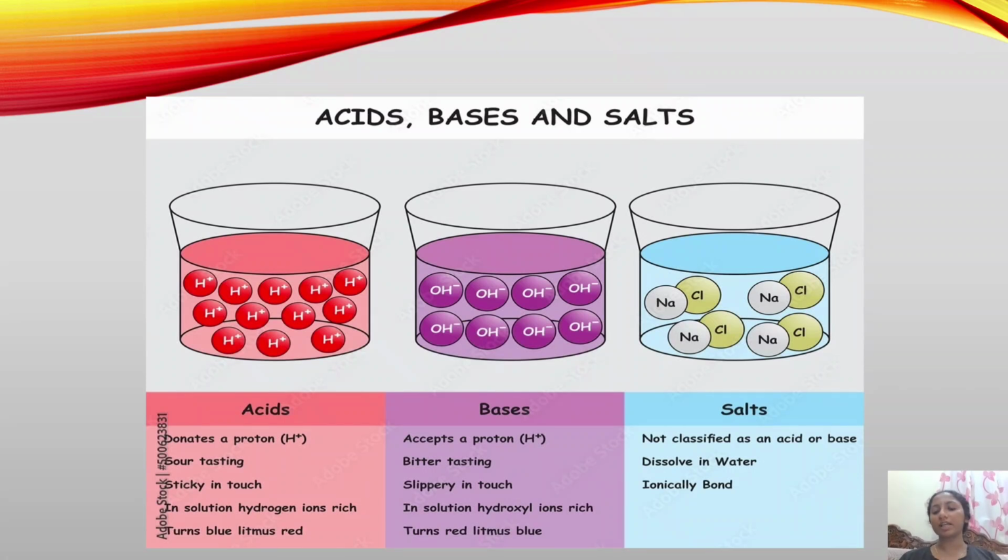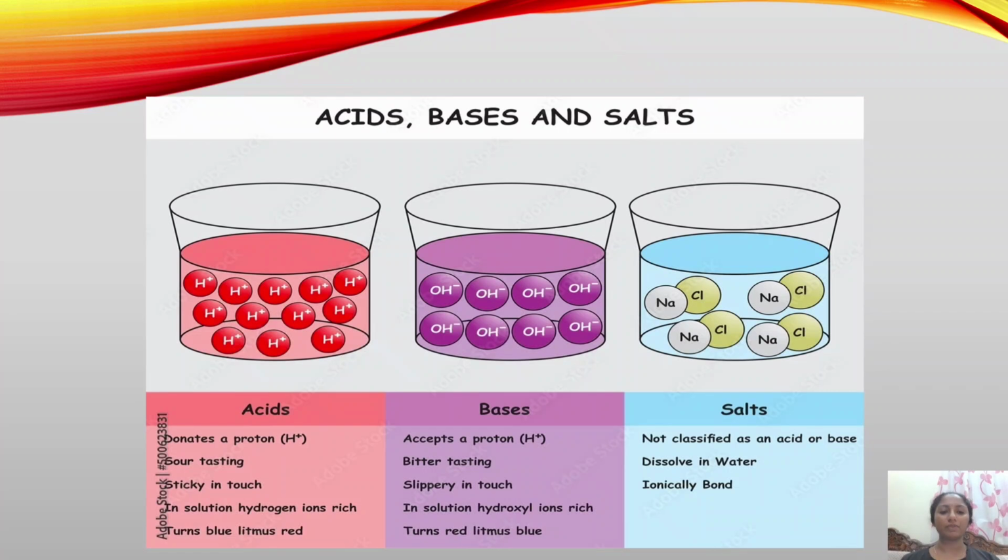Similarly, in the case of bases, when we dip the litmus paper into the base, the color will change from red to blue. Or if the litmus paper taken is already blue, there won't be any color change.